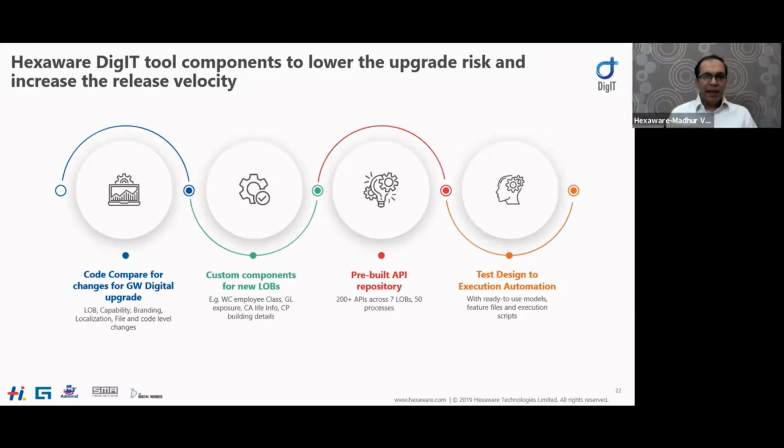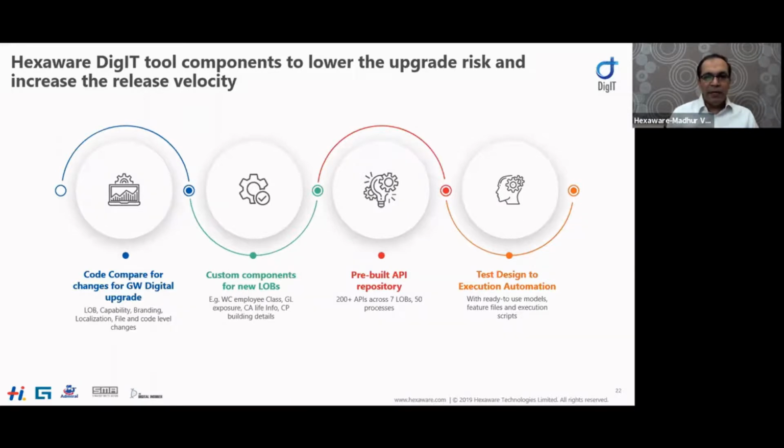Sure. Like I was saying, we have built a tool which we call Digit. It has multiple components across the life cycle of the upgrade process, and these components reduce the risk by bringing in automation in the process, and because of automation, the release time to go-to-market is reduced.